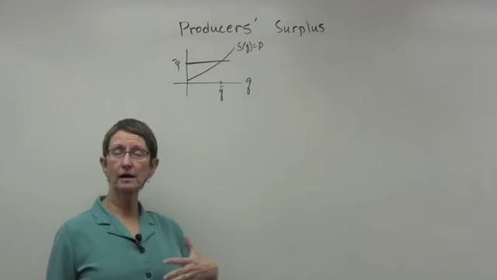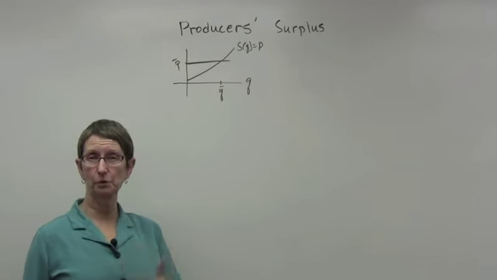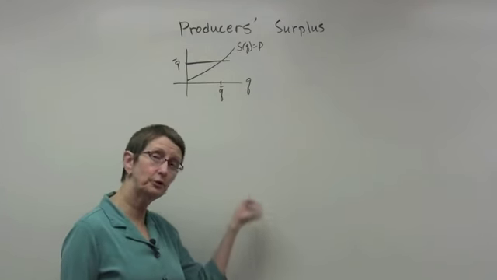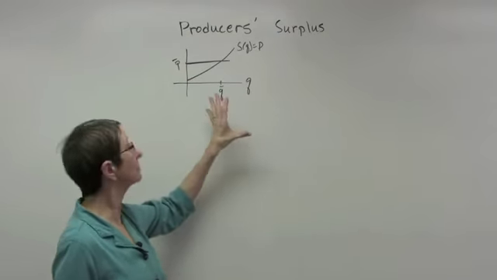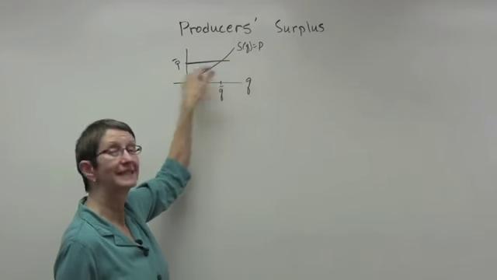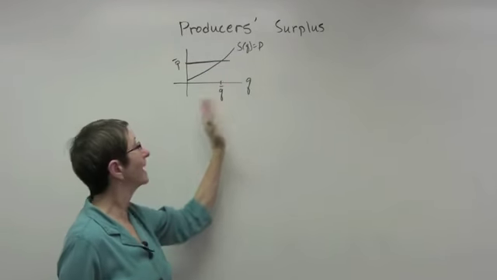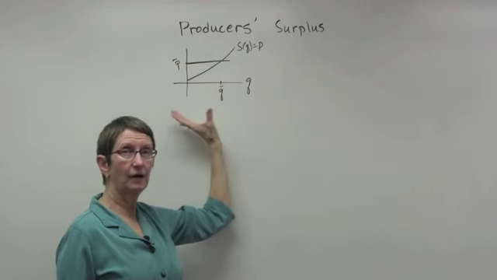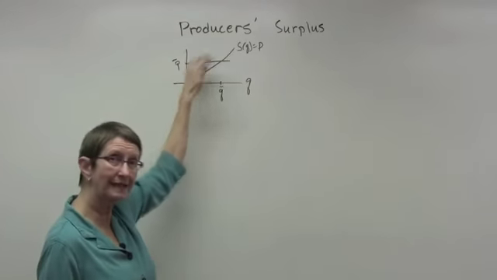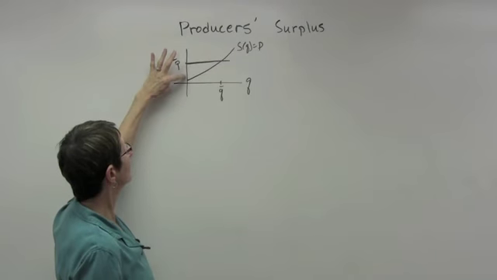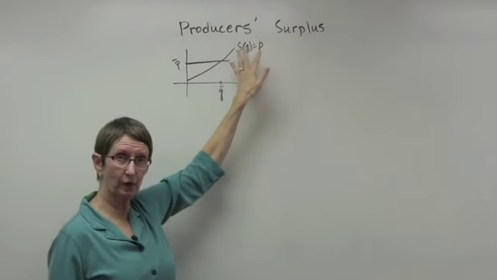We just saw consumer surplus previously. Now we're going to look at producer surplus, and the graph looks very similar, but it's not, because this is the supply curve. Supply curve increases. As prices increase, more quantity is supplied. As more quantity is supplied, that's because the prices have increased. So the supply curve is an increasing curve.